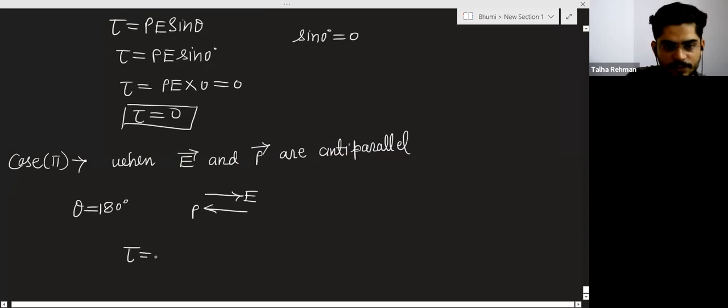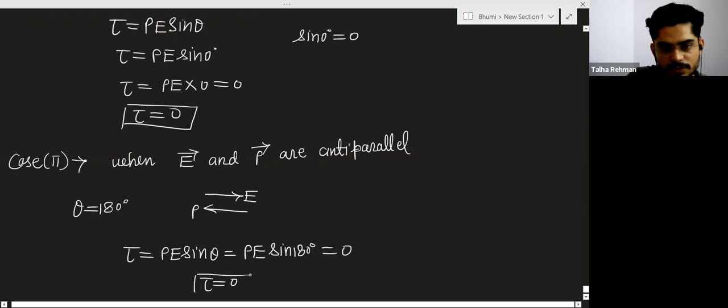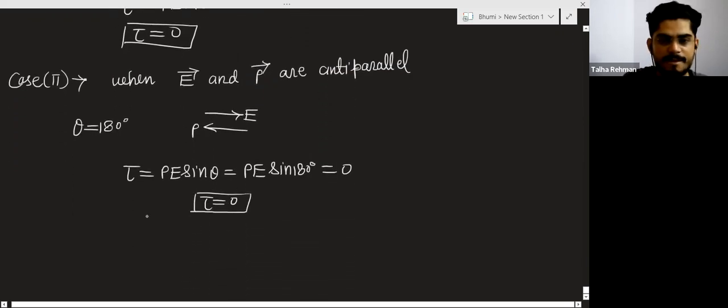And when you calculate torque, that will become PE sin theta. PE sin 180 is again 0. So torque this time also is 0. But this is a case of unstable equilibrium.